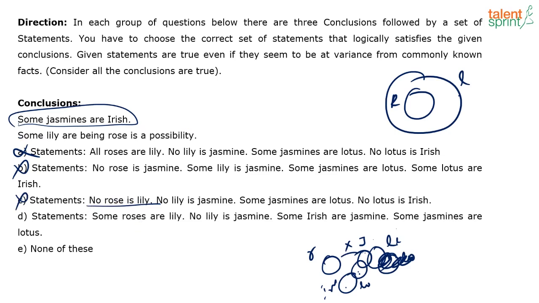Next one. Again in the fourth one, what have they given? They have given some roses are lily. Here, some lily being rose is a possibility. Again, this is a definite statement, correct? So definite conclusion, I can say some lily is rose, correct? If some rose are lily, definitely I can say some lily is rose. So some lily being rose is a possibility. No, that's not true. So that also does not follow.